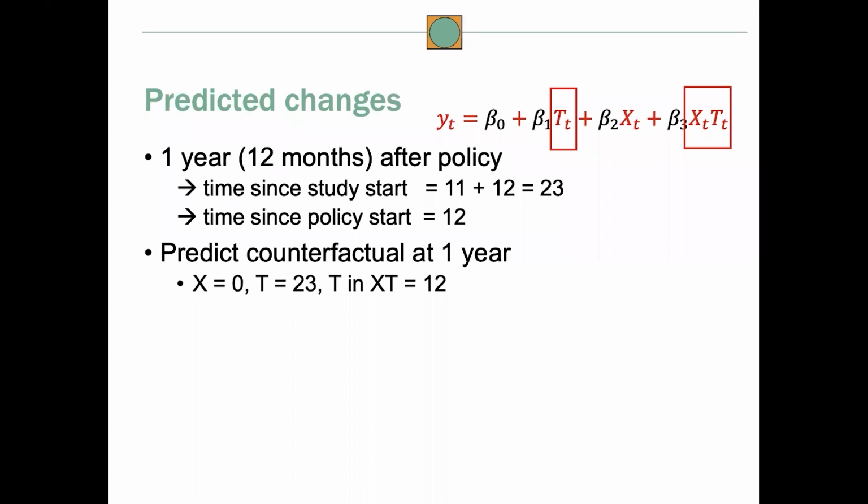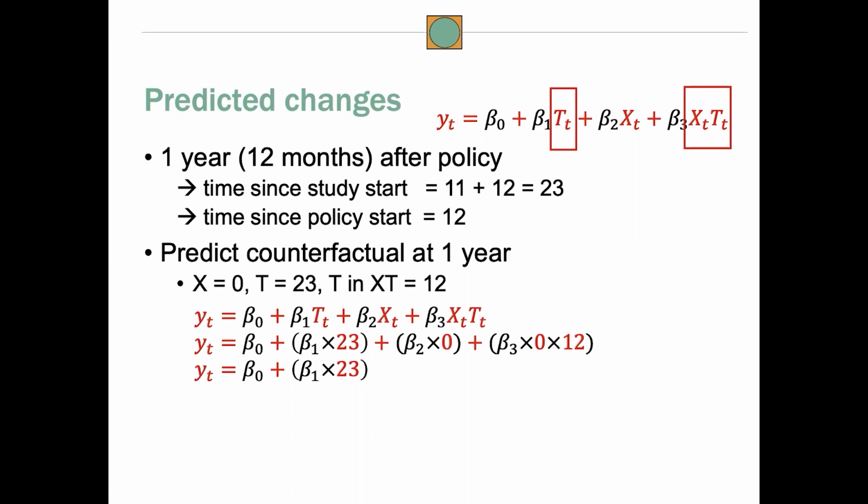So to predict the counterfactual, we're assuming that the policy wasn't in place. So we don't have this policy. So our x is equal to 0, our t is equal to 23, our t and the xt is equal to 12. And so taking the regression equation and putting in the necessary numbers for x, t, and the t and xt, we reduce our equation to beta naught, which is our existing level, plus the existing trend multiplied by 23. And that will give us a counterfactual at 1 year.